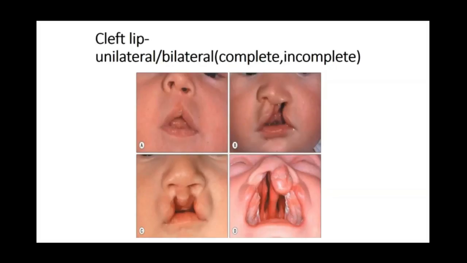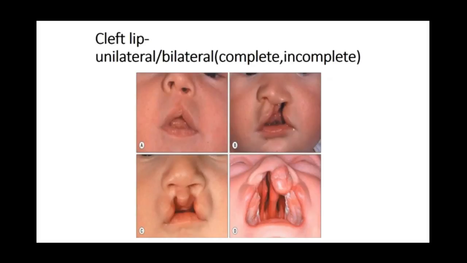That means if there is some divide, because we said the medial nasal is a part of the primary palate, and then we said the maxillary process gives you a shelf-like projection which is going to contribute to the secondary part of the palate. So if there is some defect in these two processes, automatically we are going to have some defects in the lip prominence and also in the palate one.